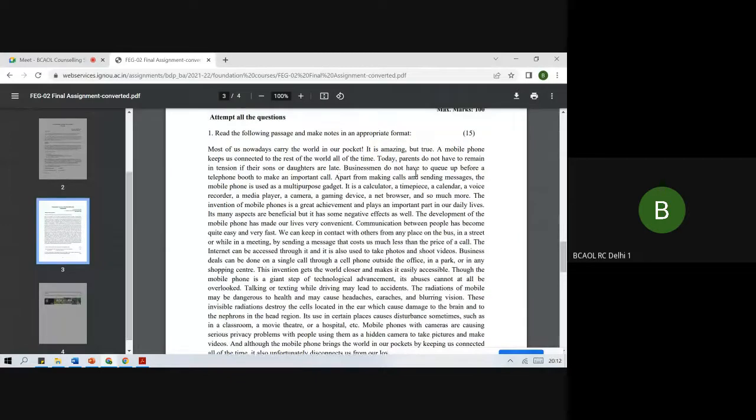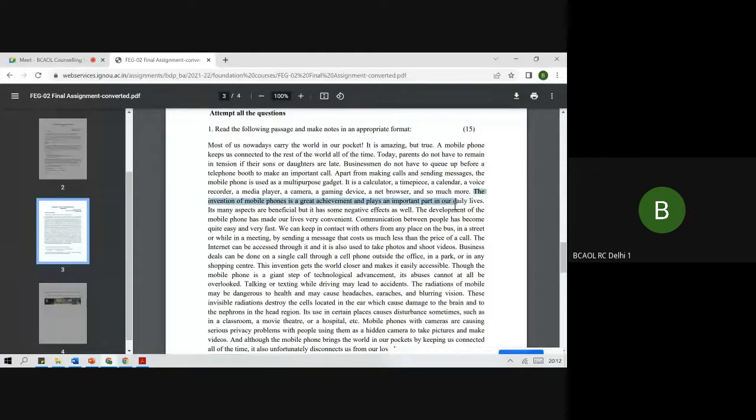So we can, I need to read this one. The benefits. What are the benefits? We can mention the benefits like calling, messaging, calculator, timepiece, calendar, voice recorder, media player, camera, gaming devices, an internet browser. These are the features on mobile phone.